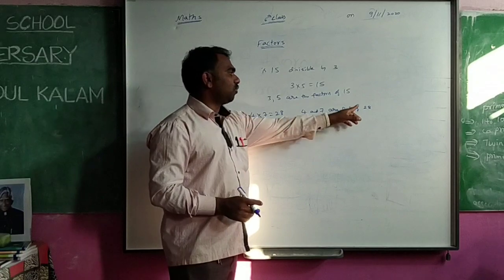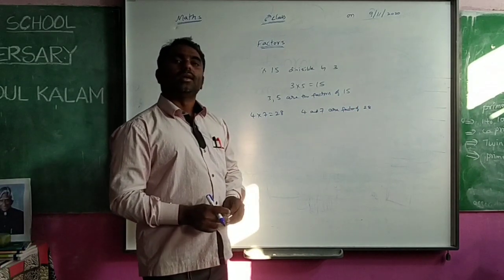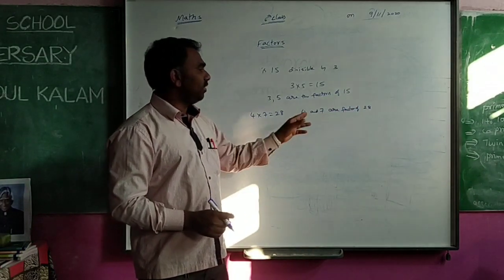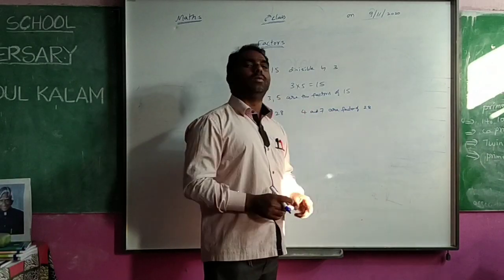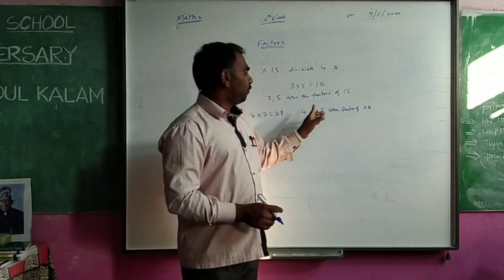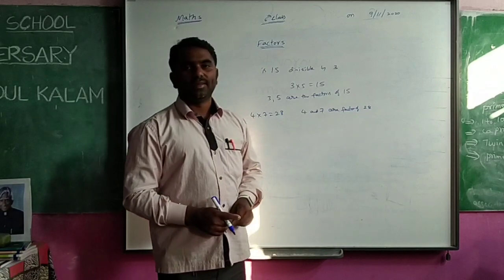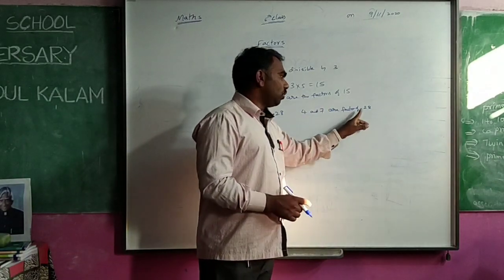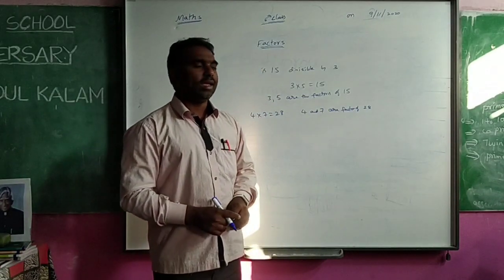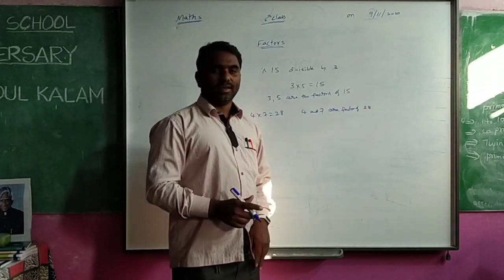Is 4 a factor of 28 or not? Yes. Why? Because 28 comes in the 4 table. So that's why 4 is a factor of 28. In the 7 table, 28 is there. That's why 7 is a factor of 28.